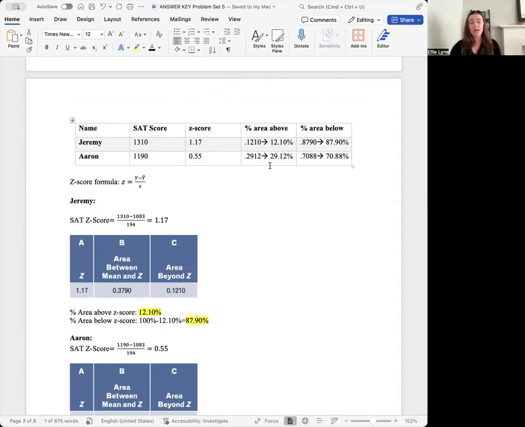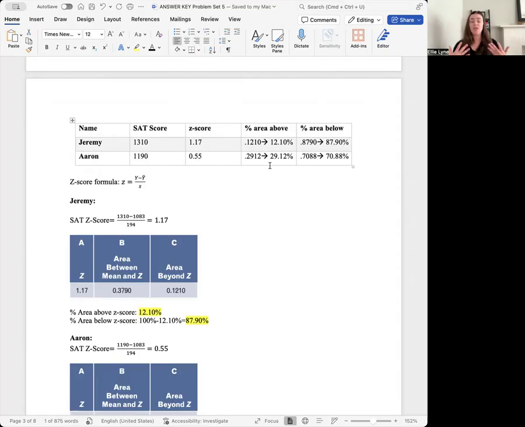You can use it either way. You can either say that 29.12% of test takers scored higher than Aaron, or in other words, higher than a score of 1190, or you could say that 70.88% of test takers scored worse than Aaron, or worse than a score of 1190. So many of you made it to this stage.